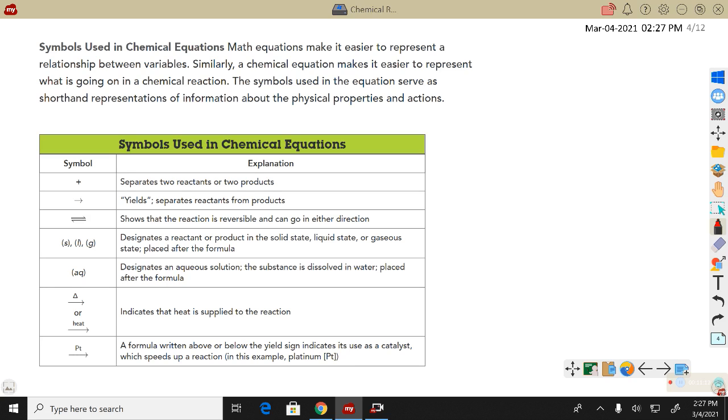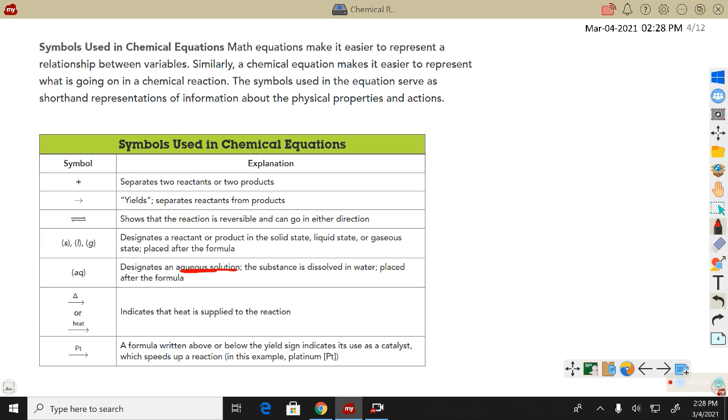Pretty crazy. For sure, we will see these next couple symbols, solid, liquid, gas. They just give us a little more information on what things would look like if I were running this reaction in a lab. And we'll also use the symbol AQ quite a bit. AQ stands for aqueous.